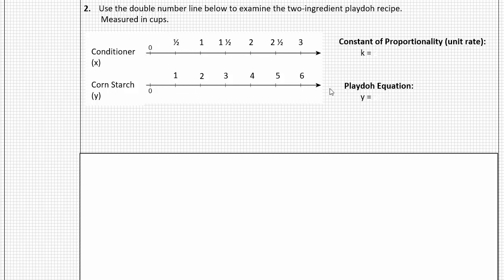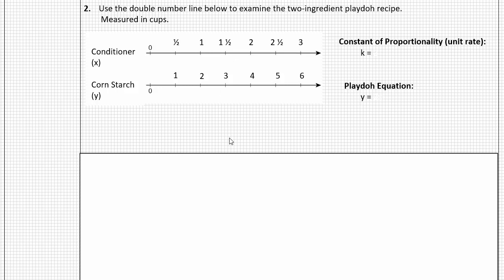So here we're actually using a double number line, but it acts the same as a table. Right here, with 0 cups of conditioner, we put in 0 cups of cornstarch, right? We're not making any Play-Doh. If I put in a half cup of conditioner, then I would put in a cup of cornstarch. If I put in a cup of conditioner, then I need 2 cups of cornstarch. And so on, the pattern continues. We could just think of this as being a box, drawing the lines between it, and suddenly we have a table.